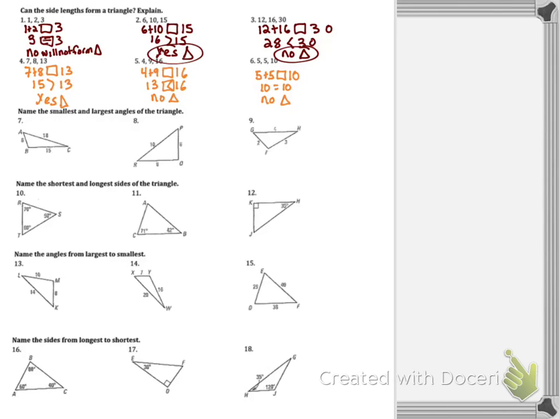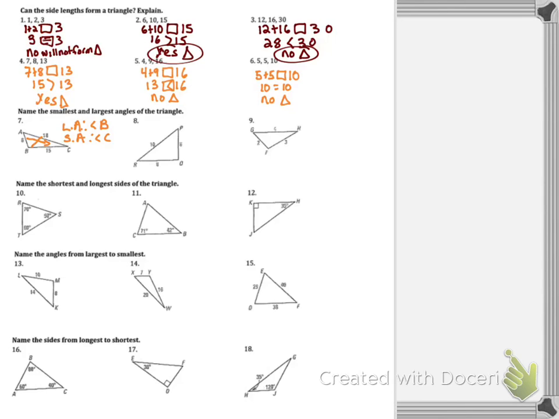Name the smallest and largest angles. So remember that the largest angle is opposite of the largest side. Our largest side is 18, so our largest angle is going to be angle B. Our smallest angle is going to be across from our smallest side, which is that side length of 5, and that's going to be angle C.